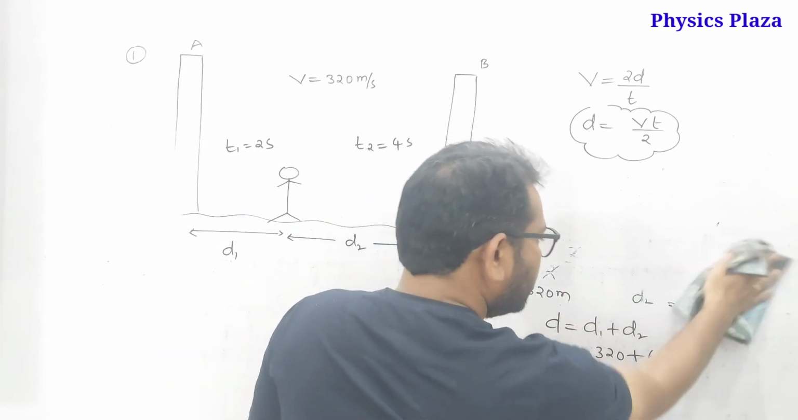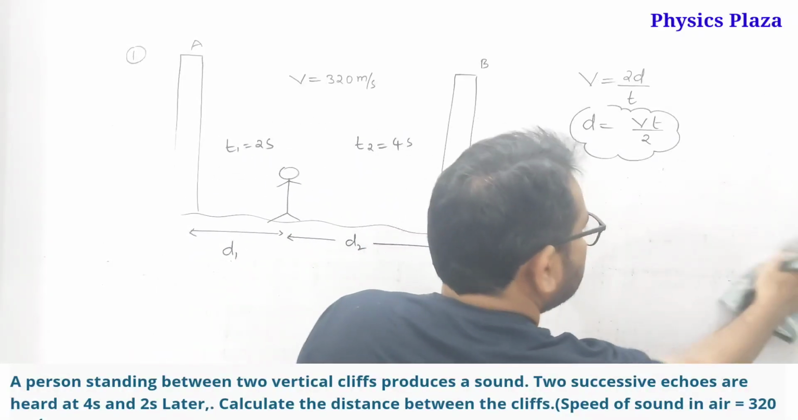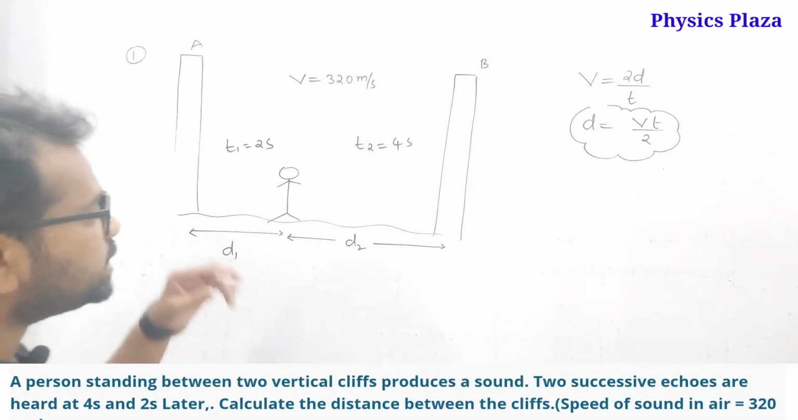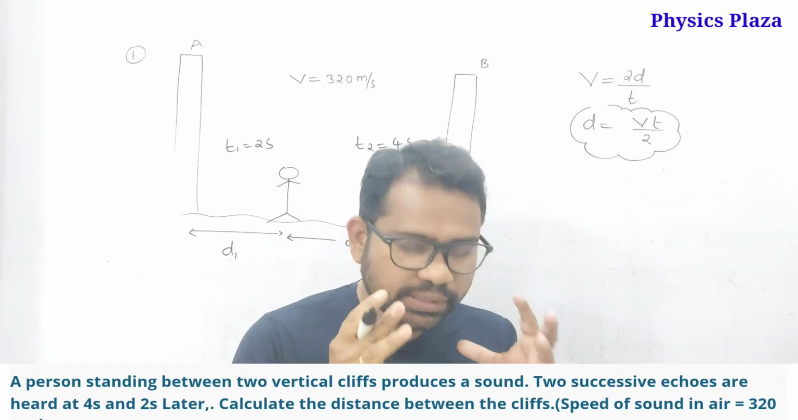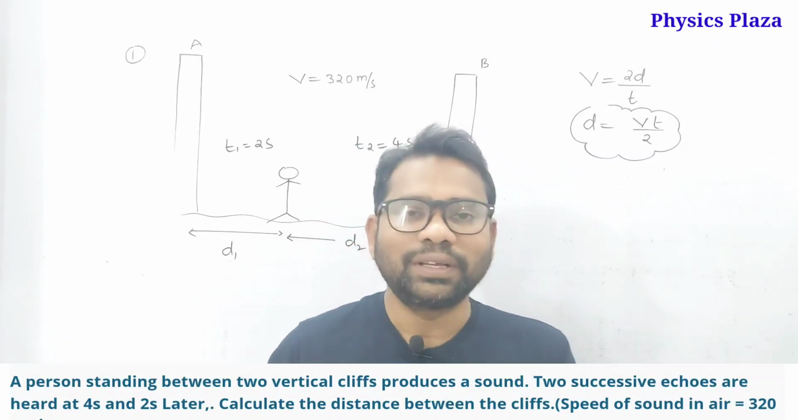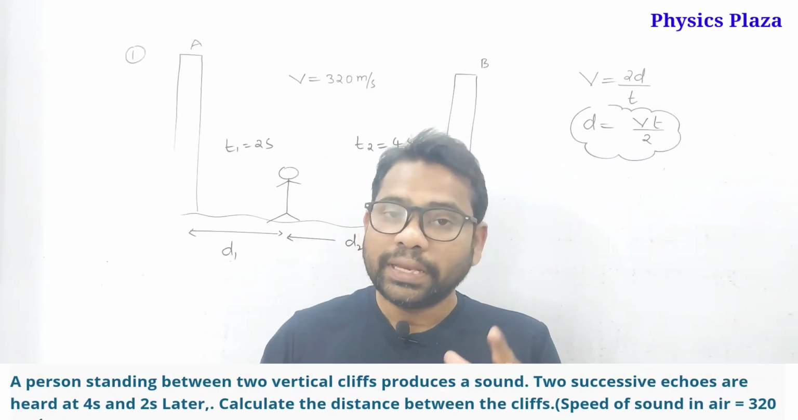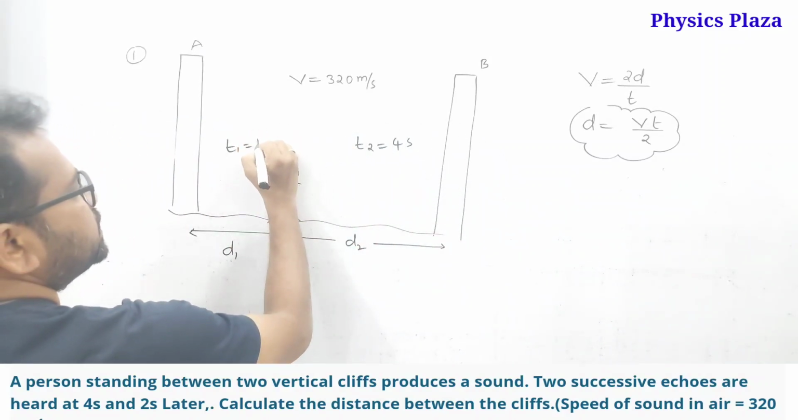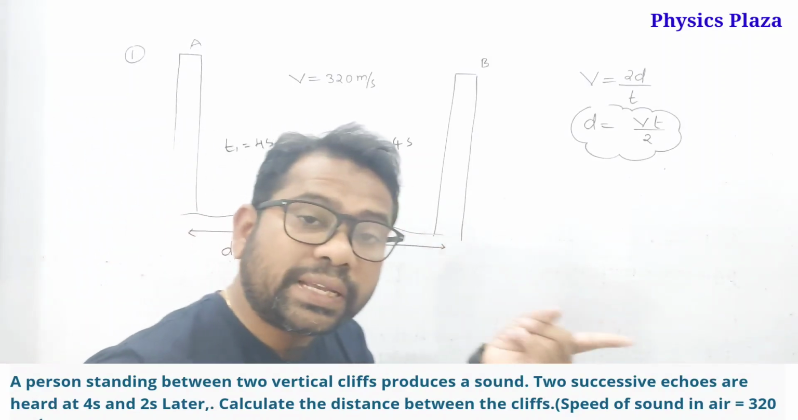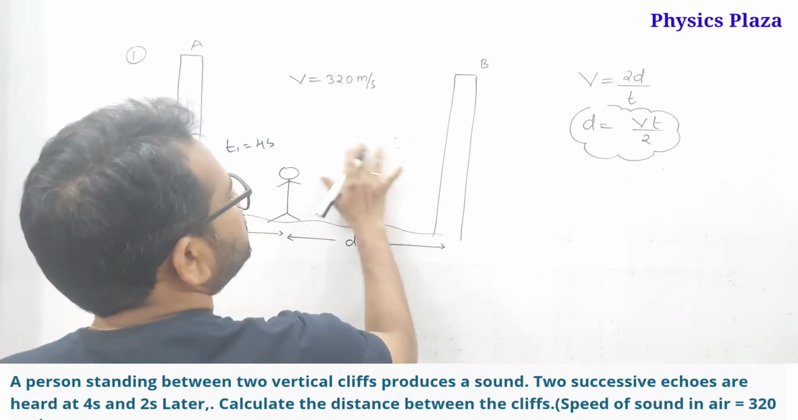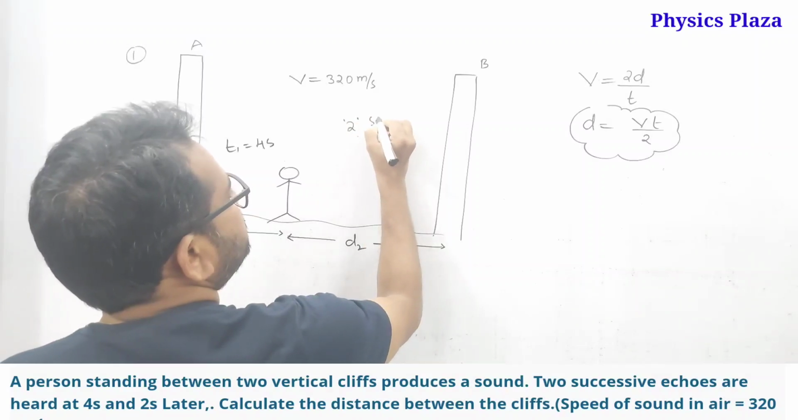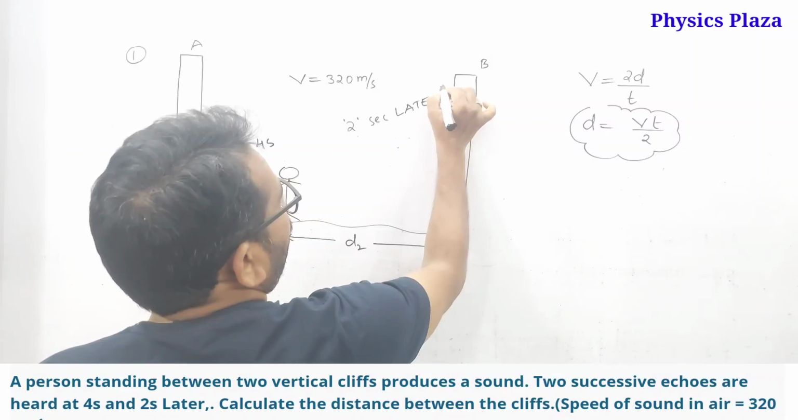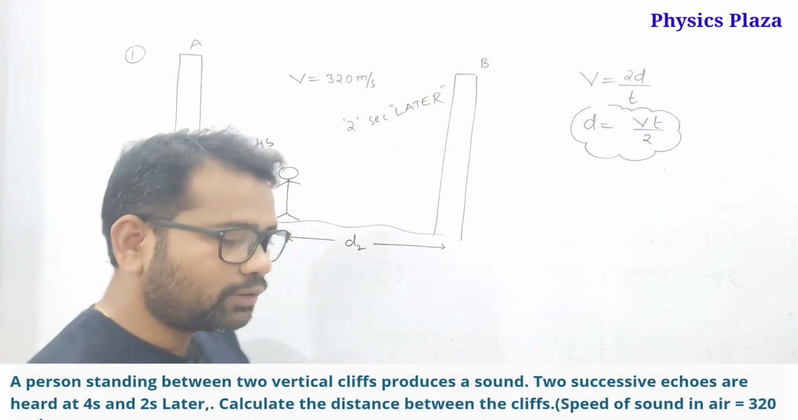In the second model, just see the numerical shown on the screen. It is said that a person is standing between the two cliffs, makes a sound, and he can hear the two echoes. It is given that he can hear the first echo in 4 seconds, and the second echo 2 seconds later. Very important.